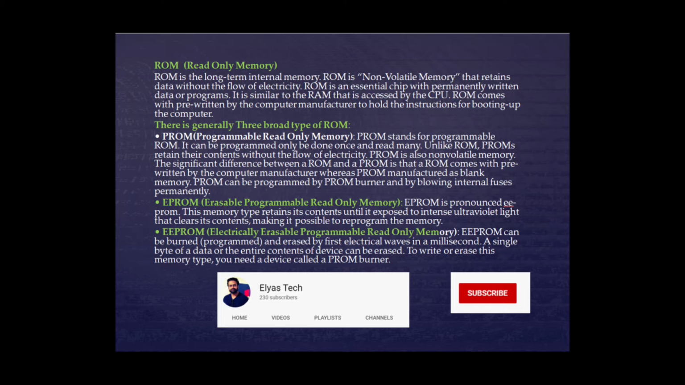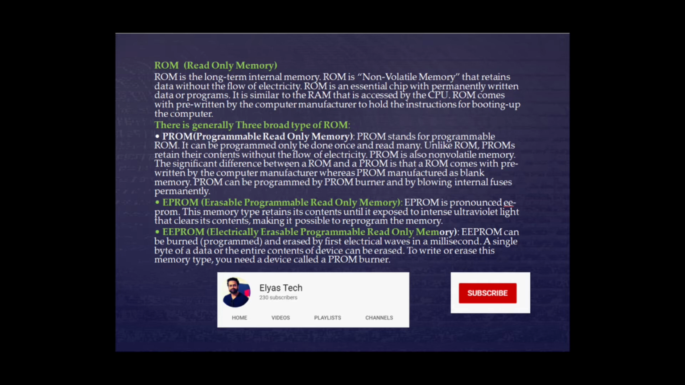The significant difference between ROM and PROM is that ROM comes pre-written by the computer manufacturer, whereas PROM comes from the manufacturer as blank memory. So with PROM it comes blank and you can write it, but with ROM, which is read-only memory, the program is already written on that memory. We can say BIOS is also a type of read-only memory as well.